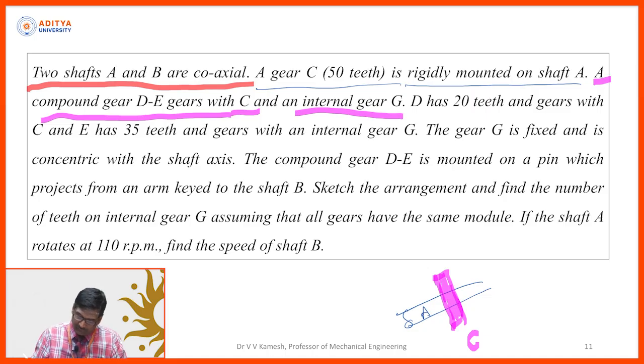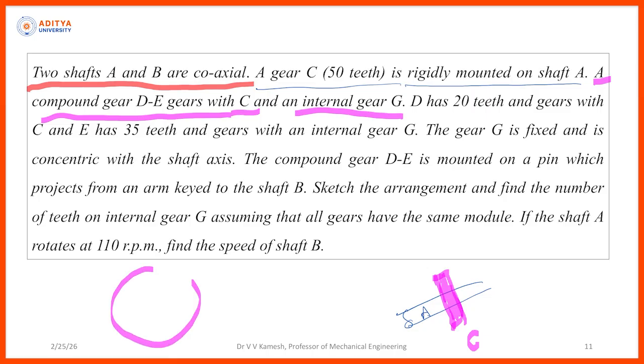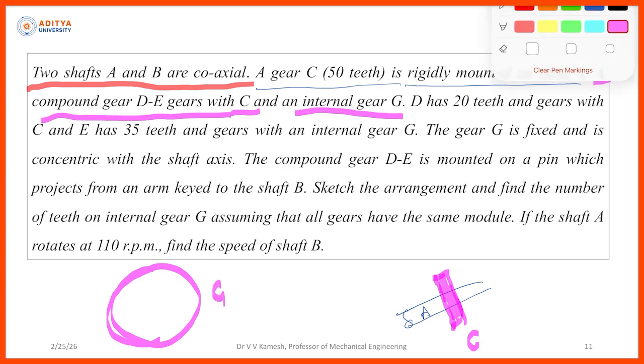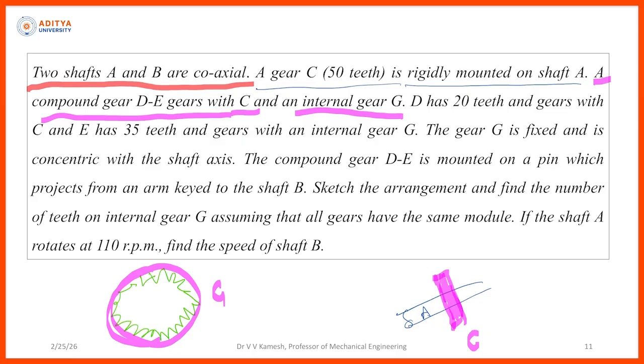Internal gear G means there needs to be one gear G. This will have internal teeth, like this, not exactly like this, just for your understanding I am drawing like this. So, this is internal teeth.